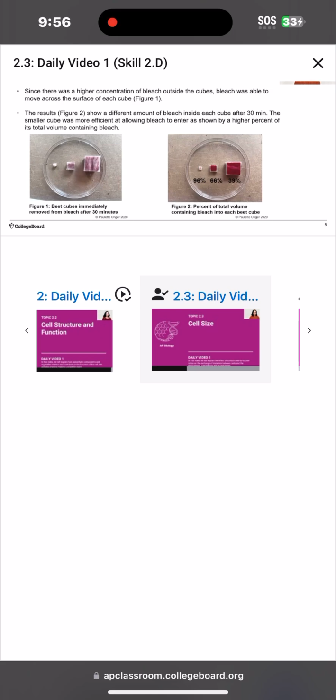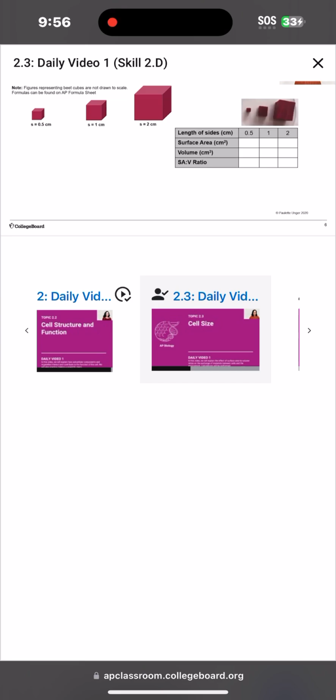But it's not only about the surface area. We also have to consider the volume of the cube, or the amount of space that the entire cube or hypothetical cell takes up. By looking at the relationship between surface area to volume, we can get a better indication of the efficiency of that cell at moving materials across its surface. The larger the ratio, the more efficient the cell would be.